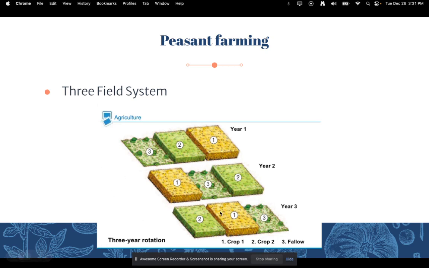So what a peasant farmer would do is take their field and split it up into three equal sections. They would only plant two of the sections and let one rest to regain nutrients in the soil. Then the next year, they would plant crops in two of the sections and let a different section rest. And in year three, they would finally let the last section rest and plant crops in the other two sections. So they would rotate which field got to rest.